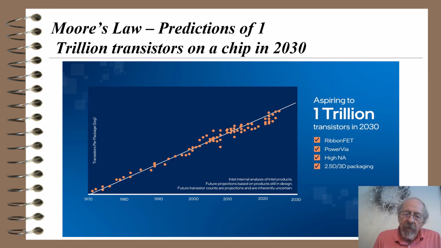And it's got some check marks there with a ribbon FET, power via high NA, which I'm not really sure of what that means. And then 2.5D and 3D packaging. So those are all technologies that people are now implementing to be able to put more transistors on a chip.